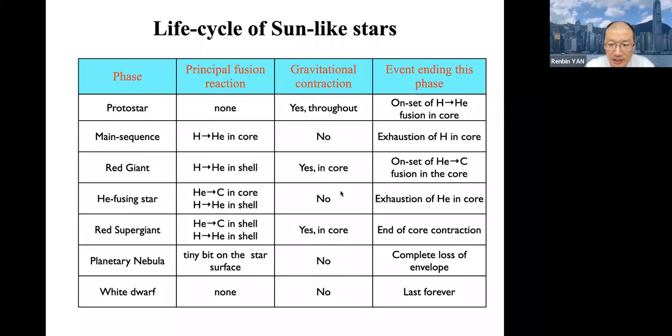And then you can see there are 2 onsets of fusion. At the end of the protostar stage, the onset is hydrogen into helium fusion. At the end of the red giant phase, it's the onset of helium into carbon fusion. But then carbon fusion cannot start. Carbon fusion into heavier elements cannot start in sun-like stars because the mass is not high enough.